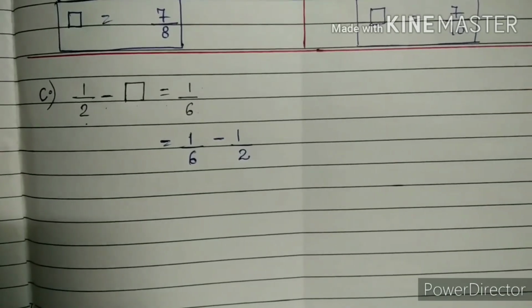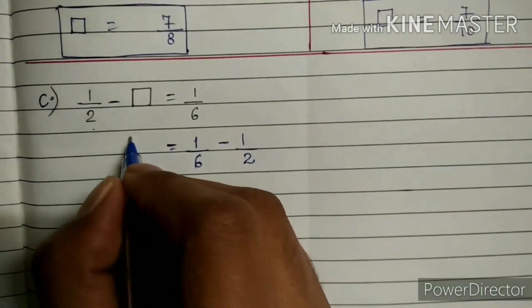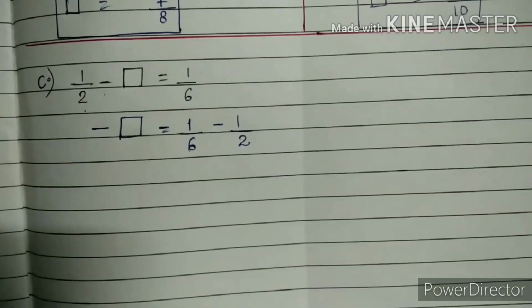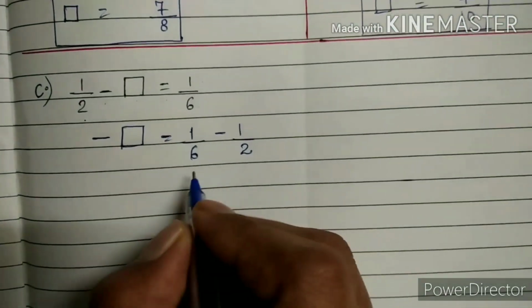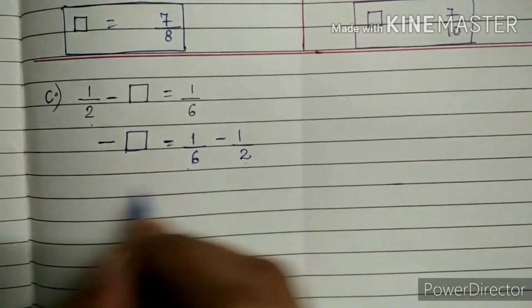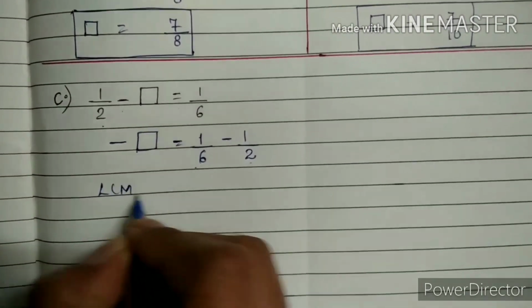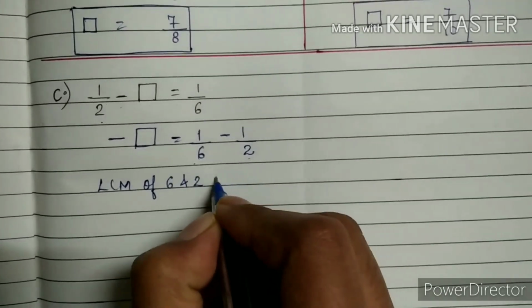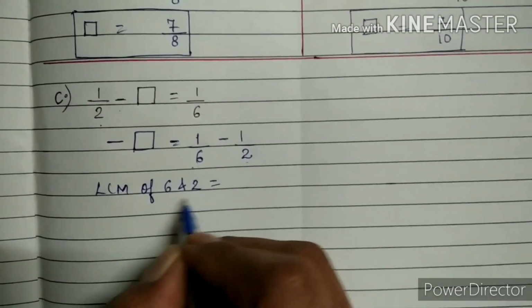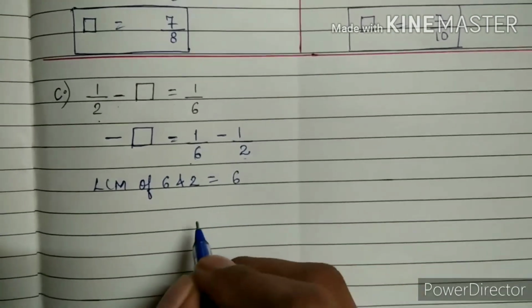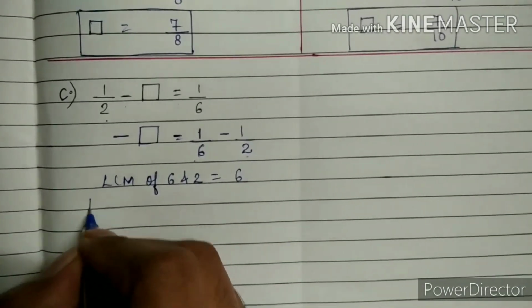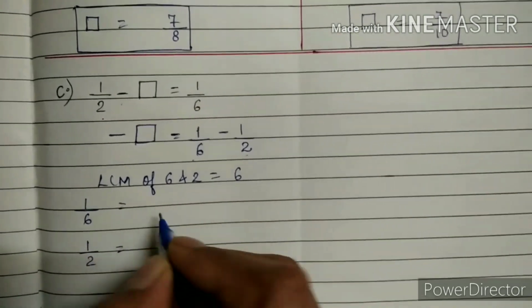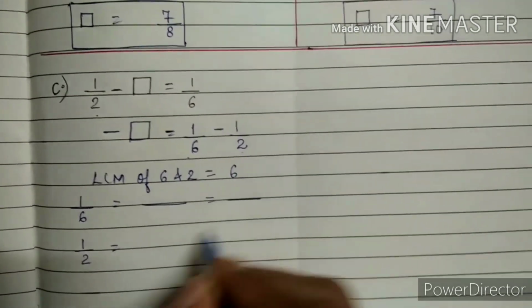Now what is remaining at the left hand side? Left hand side box with subtraction symbol remaining. Now you can see here we have different denominators. That's why we will take LCM of 6 and 2. So again we will get LCM as 6. Now we have two fractions, that is 1 by 6 and 1 by 2. We want to make their denominator as 6.